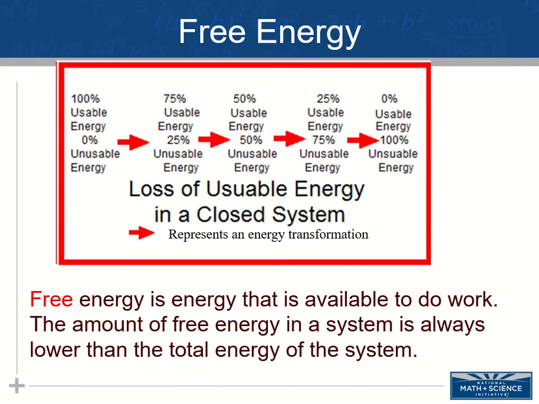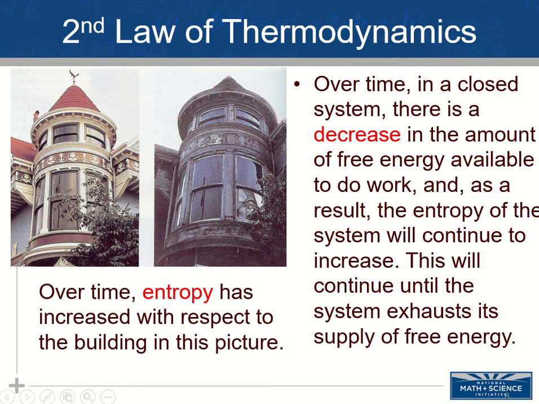Free energy is the energy that is available to do work. Remember, the amount of free energy in a system is always lower than the total energy of the system. So 100% of the usable energy goes in. This is the loss of usable energy in a closed system, and the arrows all represent energy transfers. So the energy from the fuel is transferred into heat or into mechanical energy or into the friction of the wheels, the tires on the ground.